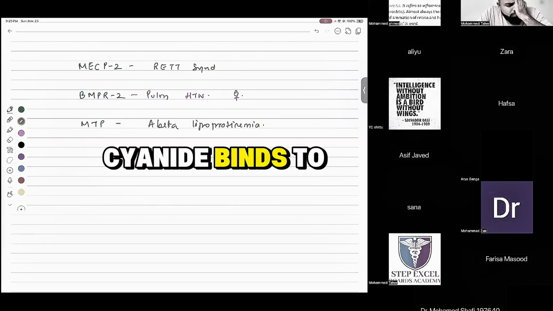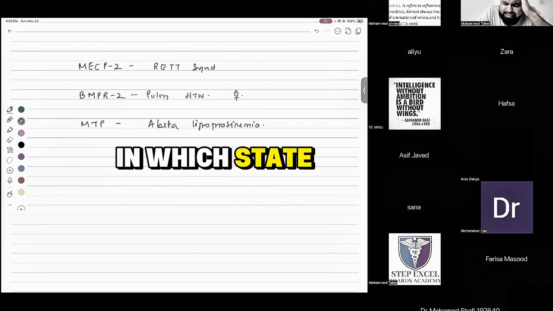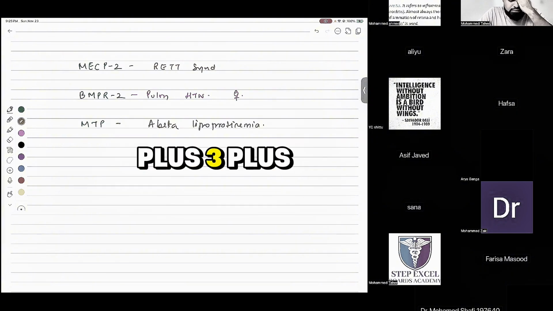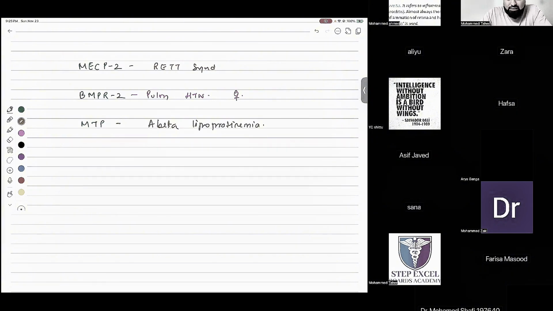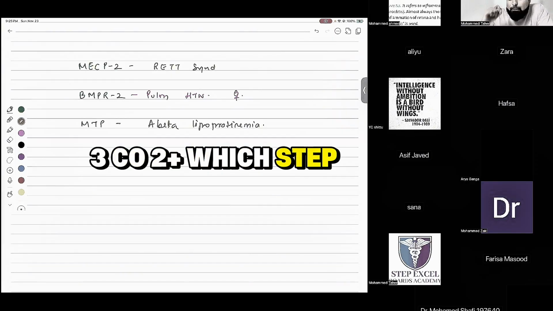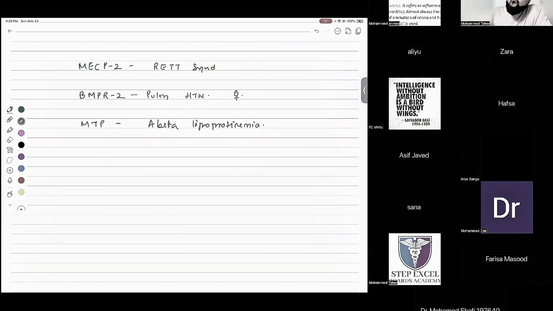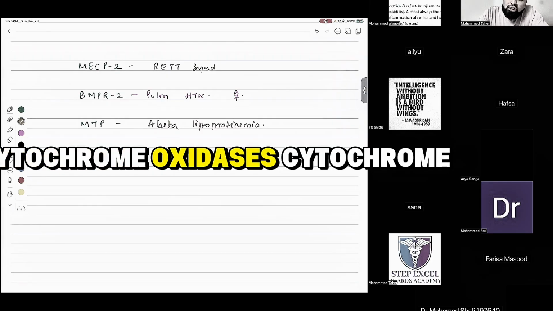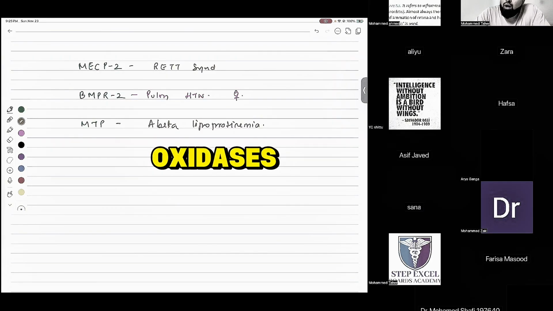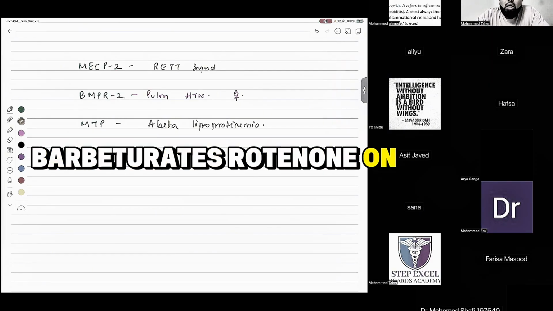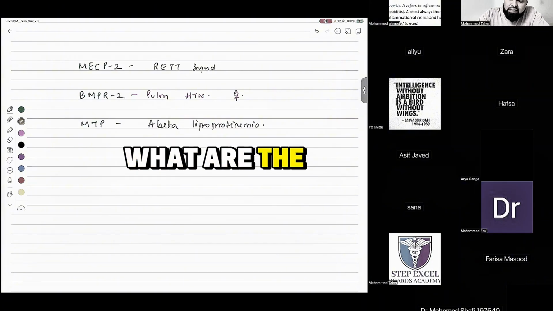Cyanide is binding to iron in which state? Fe2+ or 3+? 3+. Carbon monoxide also. Which particular step in the electron transport chain is inhibited by cyanide and carbon monoxide? Complex 4, cytochrome oxidase. Metformin, complex 1. Barbiturates, rotenone, complex 1.